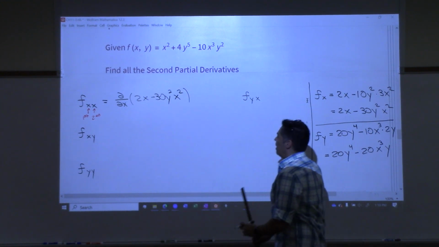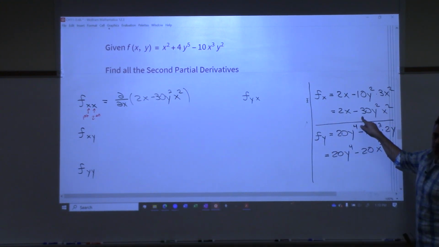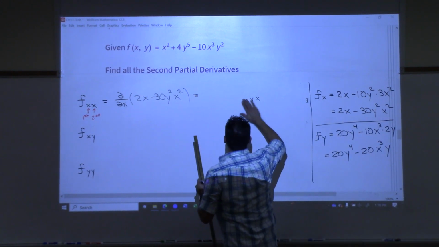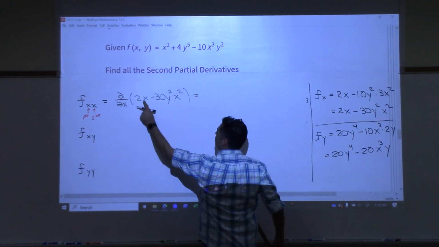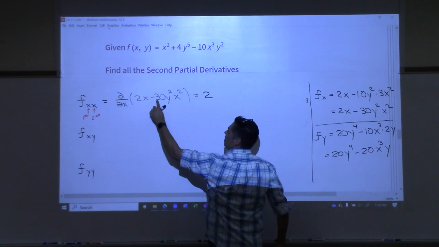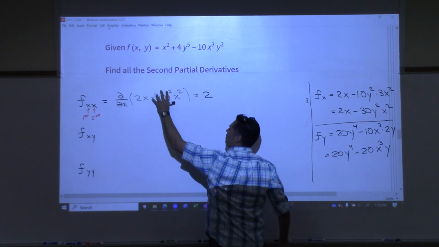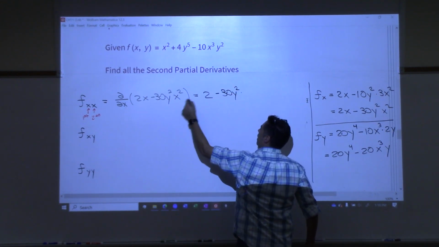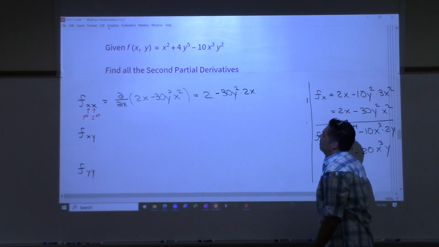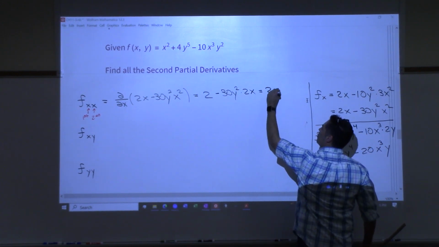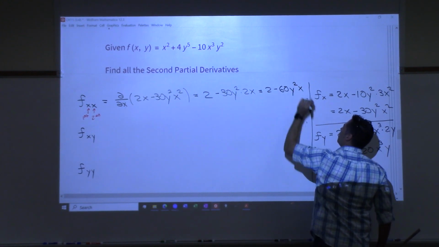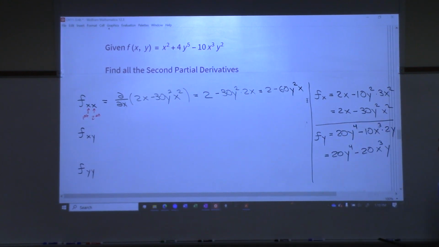Okay, so partial with respect to x of the partial with respect to x. So treating x like our variable and y like our constant, the derivative of 2x is just 2. The minus 30y squared is all one big constant. So I'm going to bring it with me. And then the derivative of x squared is 2x. And that cleans up to be 2 take away 60. It doesn't matter what order we put those in. Y squared x.